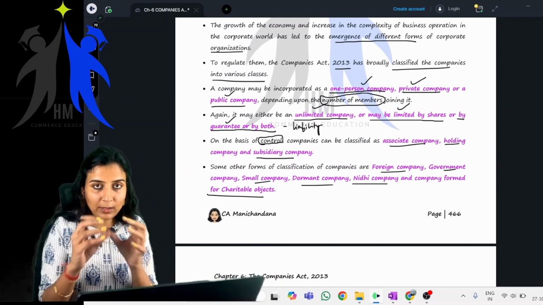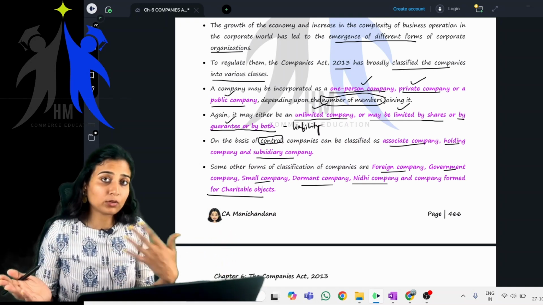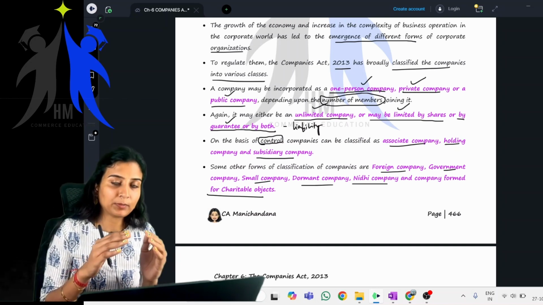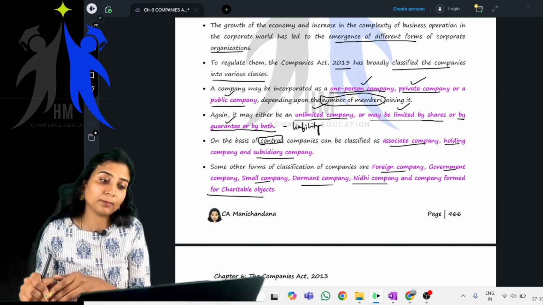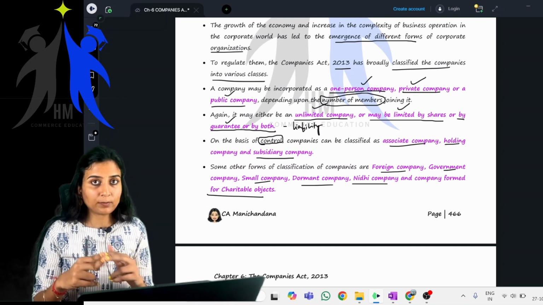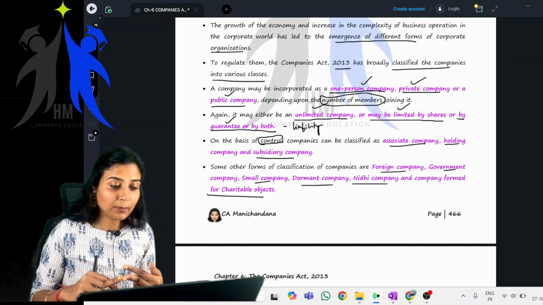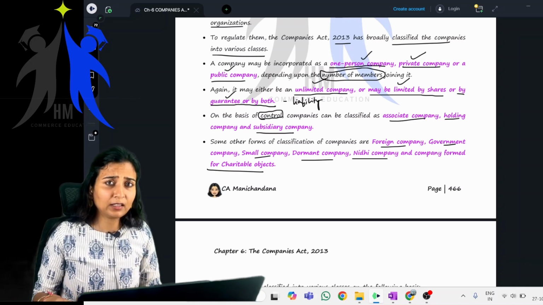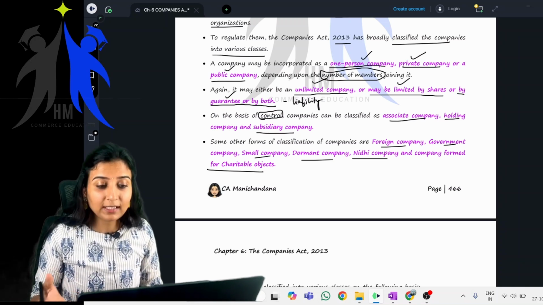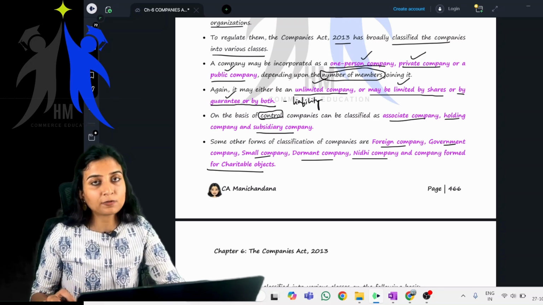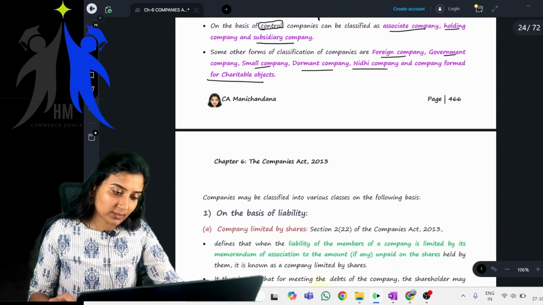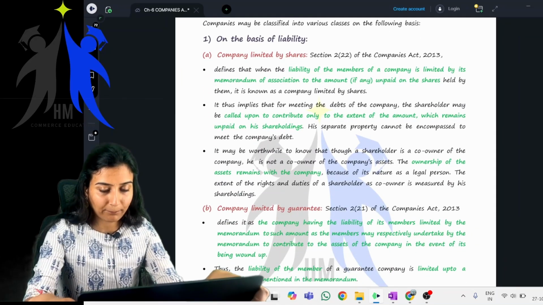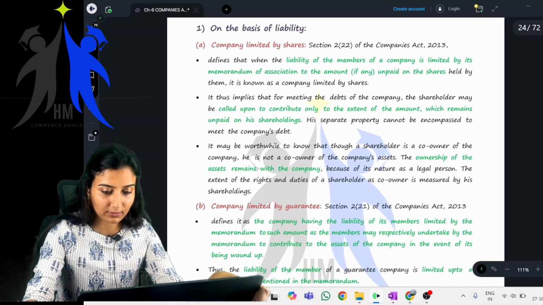Based on the number of members, you have one-person company, private company, and public company. On the basis of liability, you have company limited by shares, company limited by guarantee, and unlimited company. On the basis of control, you have associate company, holding company, and subsidiary company. The other forms of companies are foreign companies, government companies, nidhi company, dormant company, small companies, and companies formed for charitable objects. Let's get into each one of them.